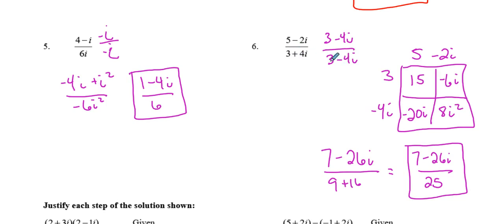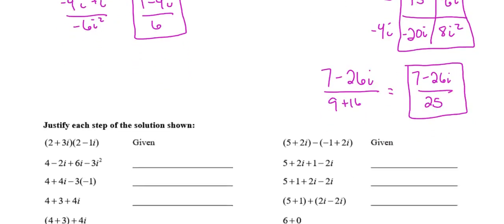Again, I didn't multiply the 3 plus 4i and 3 minus 4i out because I know it's a difference. So it's 9 plus 16, which is 3 squared plus 4 squared. And that's kind of the pattern that you should always see. But if you need to multiply it out, go ahead.